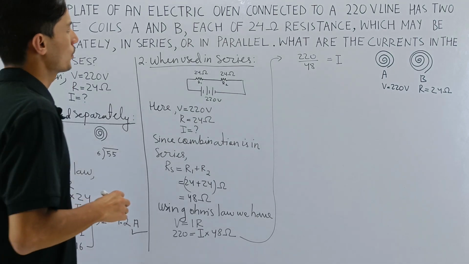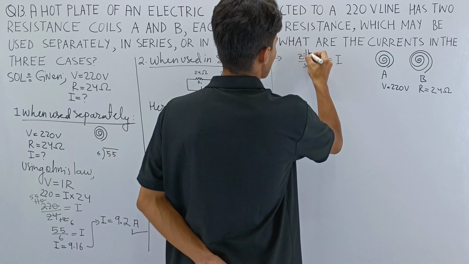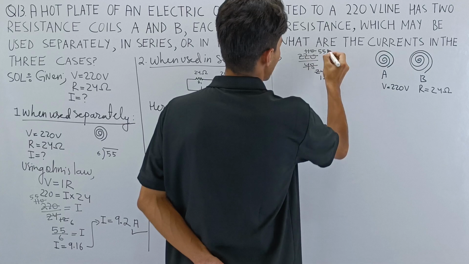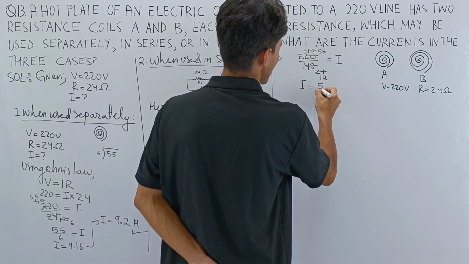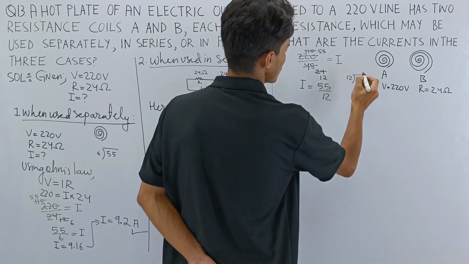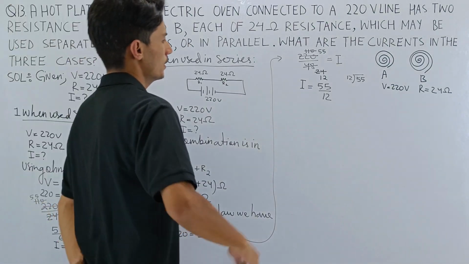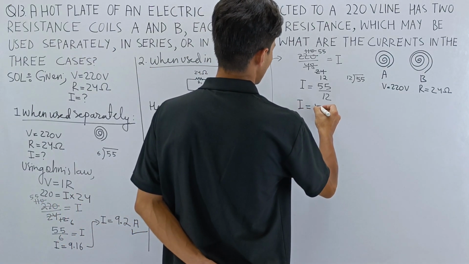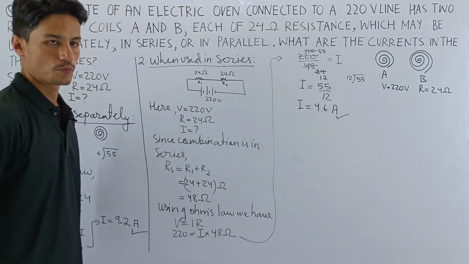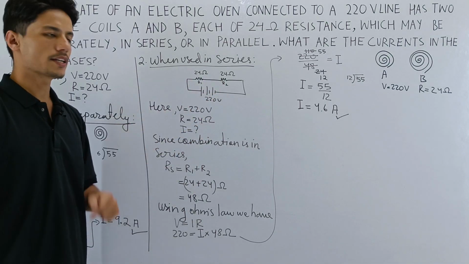Alright, so now let's cut this one. 2 fours are 8, 2 ones are 2, 2 twos are 4, 5 and 5. So we're getting I as 55 divided by 12. So do the division of 55 divided by 12, and what do you get? You get the I value to be 4.6 ampere. So this is the current which flows in the system when the resistances are connected in series.